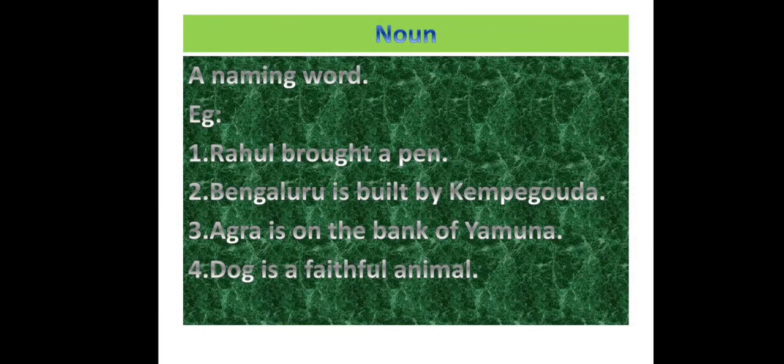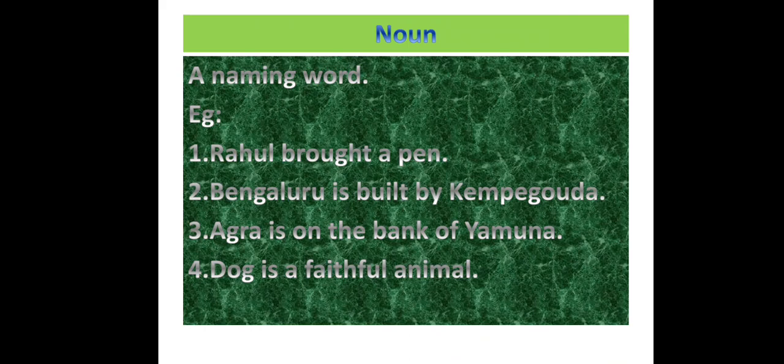Noun. A noun is a naming word. A word that names a person, place, animal, or a thing is called a noun. For example, in the given sentence, Rahul brought a pen. Here, Rahul is the name of a person. At the same time, pen is the name of a thing. So Rahul and pen, these two are nouns. In the second example, Bengaluru is built by Kempegowda. So Bengaluru is the name of a place, whereas Kempegowda is the name of a person. So these two are nouns.